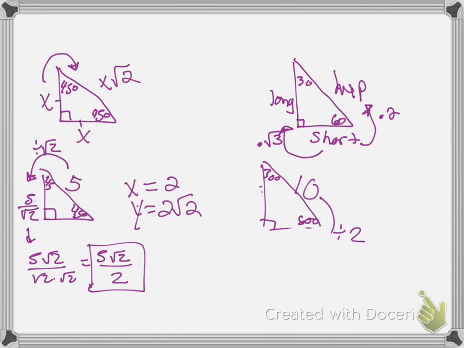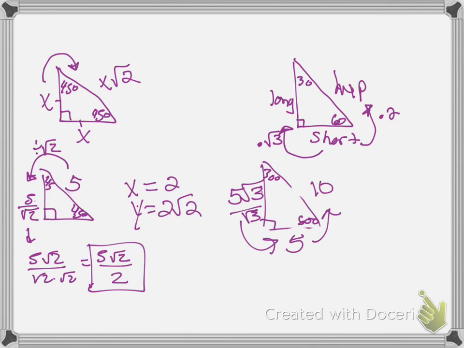What if they gave me, let's say, the long leg is 5 root 3. I'm going to go backwards and divide by root 3. You get 5. Once you know the short leg, you multiply to get the hypotenuse. That's 10. Okay? So just keep that in mind. You will get these pictures. You just have to make sure you are being careful of what you do, multiply or divide. Keep all of your algebra straight.